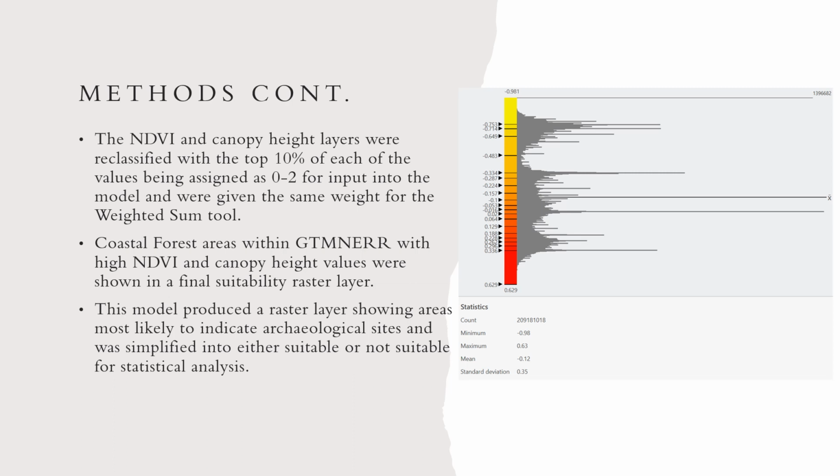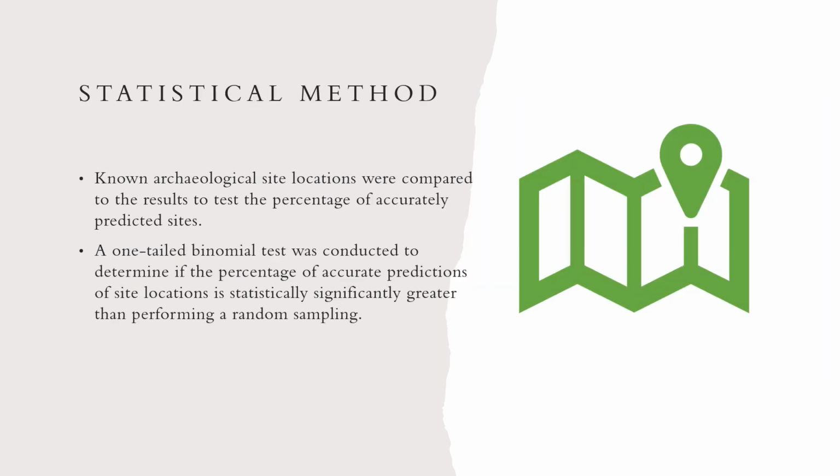the statistical analysis. When the final suitability raster was completed, I took the known archaeological site locations from my partner and I compared them to the results of the model to test the percentage of accurately predicted sites. From there, a one-tailed binomial test was conducted to determine if the percentage of the accurate predictions of site locations was statistically significantly greater than just performing a random sampling of the same amount of area.